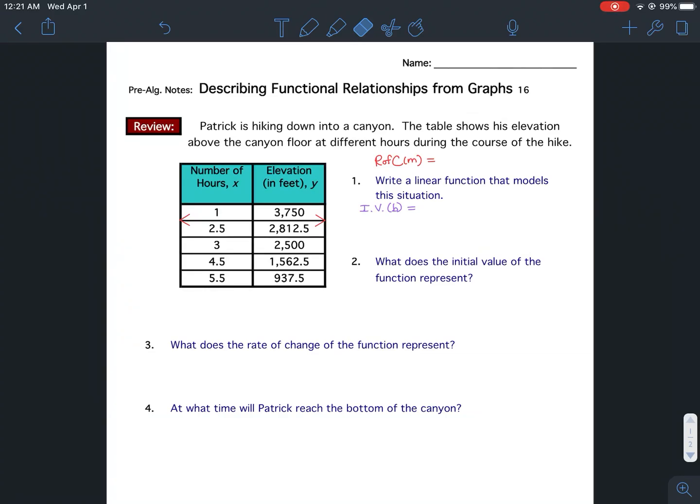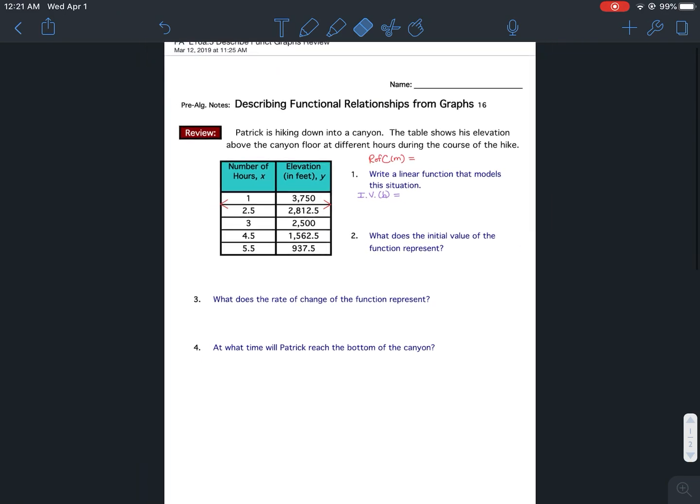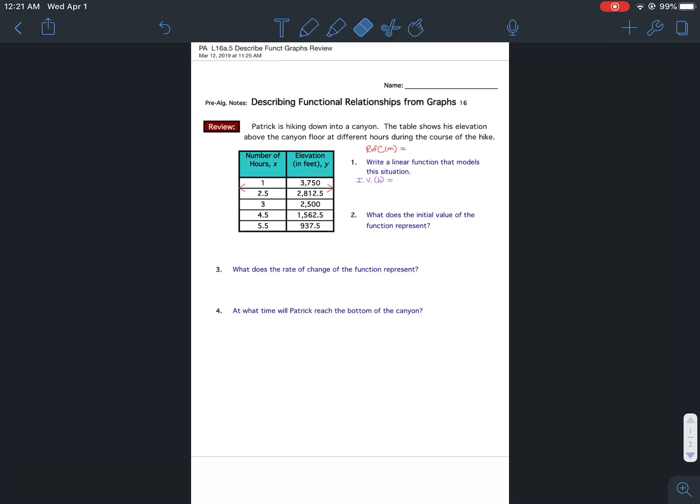Describing functional relationships from graphs. Lesson 16, notes review. Again, this is just the notes review. You should have gone on to Schoology and uploaded to Notability just the notes review, not the full set of notes. If you take a look at this, see how it's spaced out a little bit more?